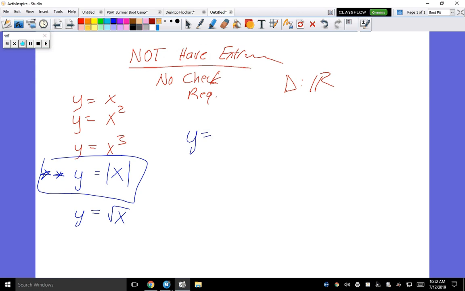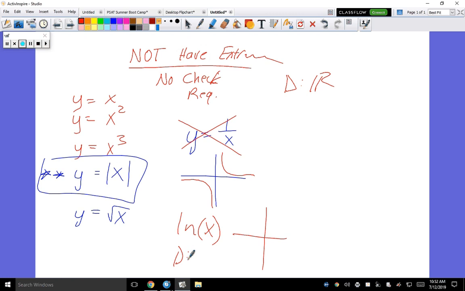What's another one that has all real numbers? Does this one have all real numbers for the domain? No. So this you would have to check. You would have to check for extraneous solutions. How about this one? You have to check? Yes, because what's the domain here?